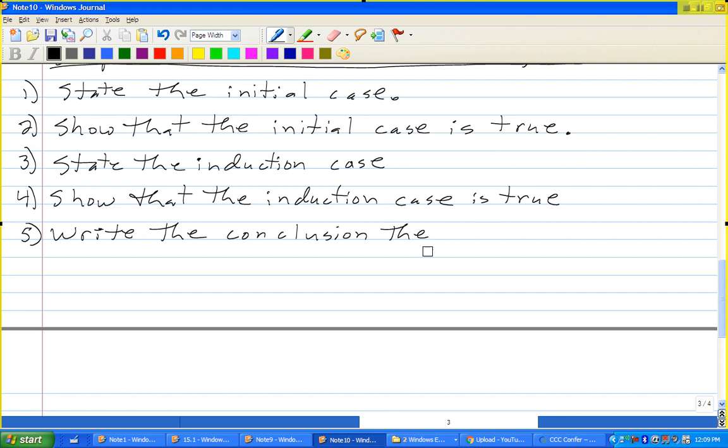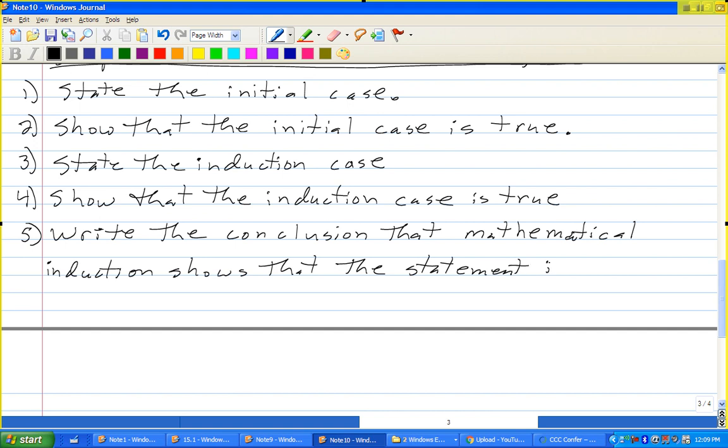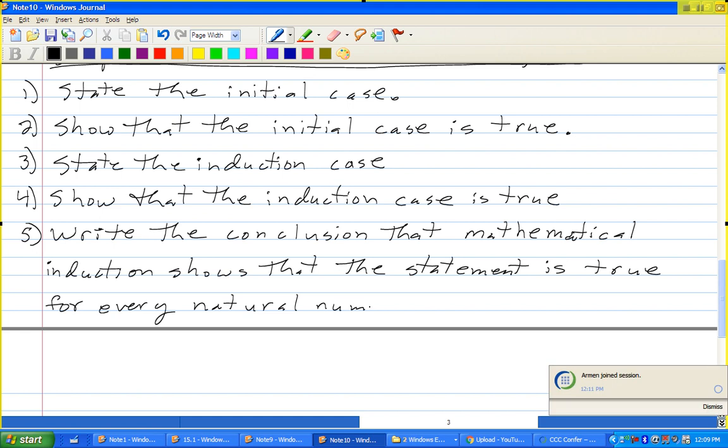That mathematical induction shows that the statement is true for every natural number. So let's do an example.